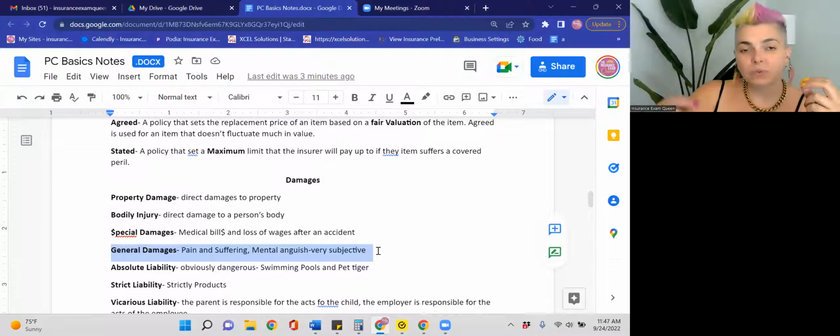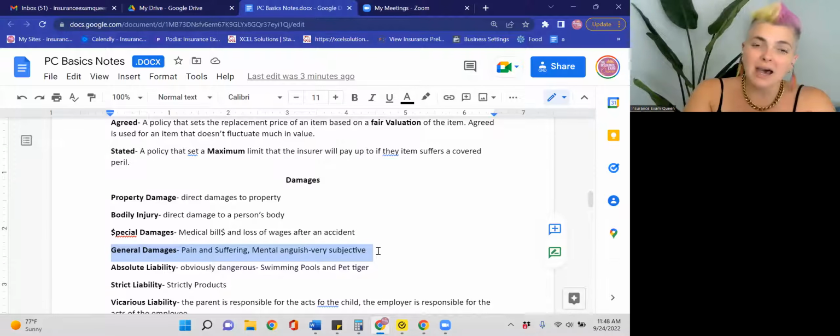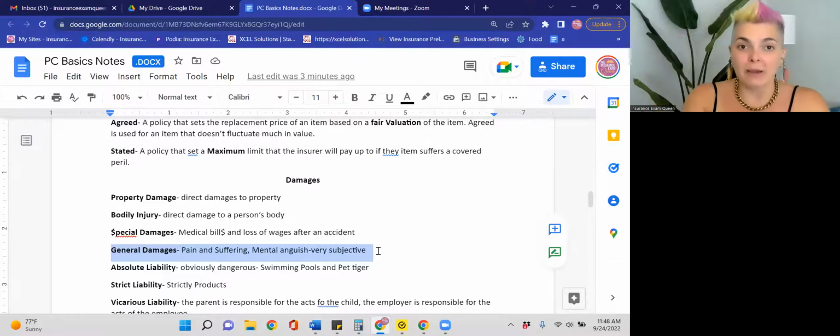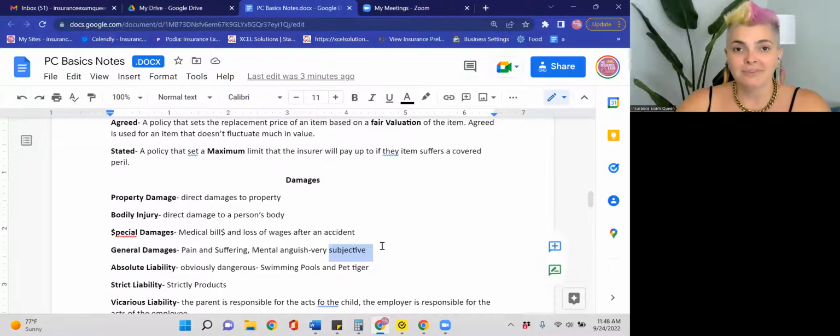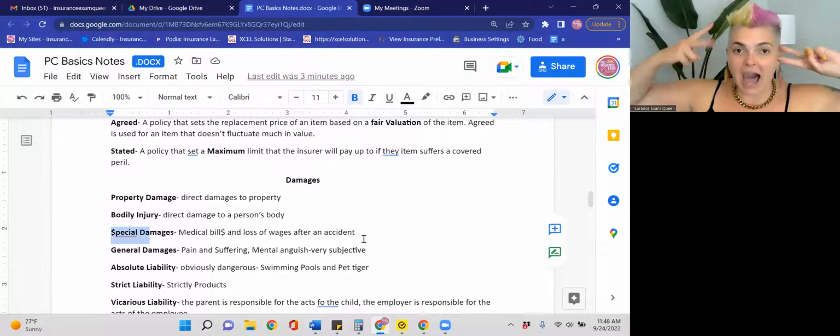So general is what a judge and jury feels is right. They're going to award you these damages. You were in a car accident. Justin Bieber hit you. I have so much pain and mental anguish. Okay, here's money to make it feel better. That's what general damages are. It's the pain and suffering, the mental anguish, which is very subjective. And they will ask you which one is subjective. General, not special, general. So just remind yourself it's the opposite of what you think.